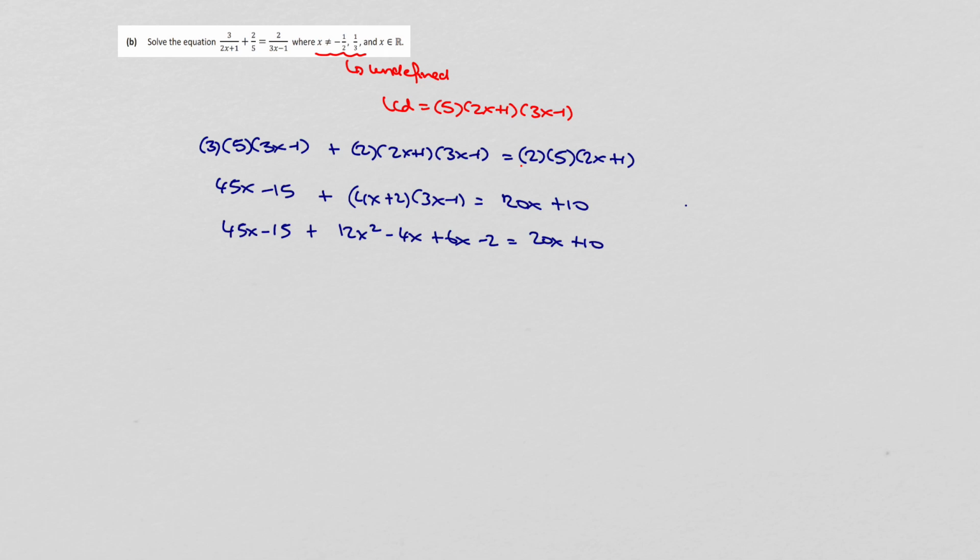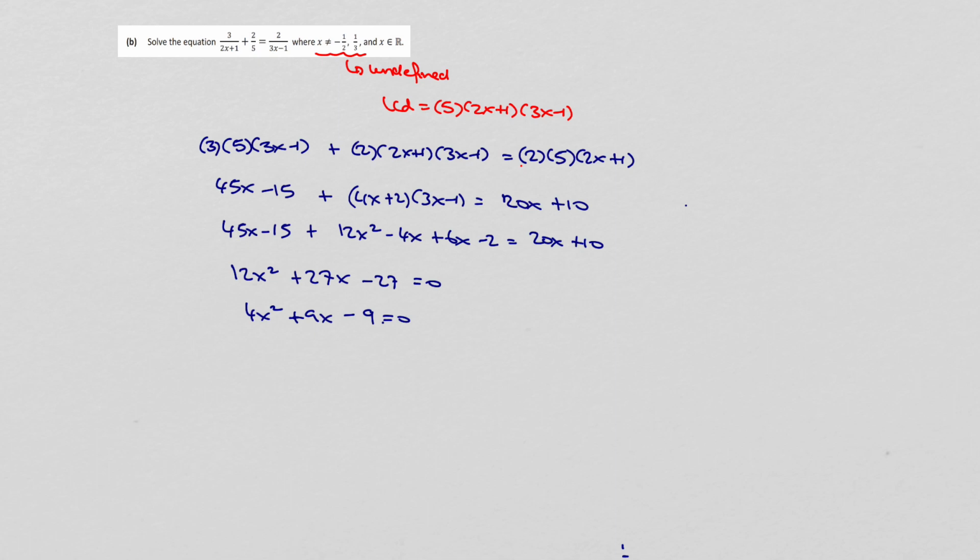Now if I bring everything to one side and simplify and tidy up, that gives me 12x squared, and then 45x minus 4x plus 6x, and bringing over the minus 20x gives us 27x. Then we have minus 15 minus 2, and if I bring over the 10, it's minus 10, and therefore that's minus 27 equals 0. I can divide across by 3, which gives me 4x squared plus 9x minus 9 equals 0.